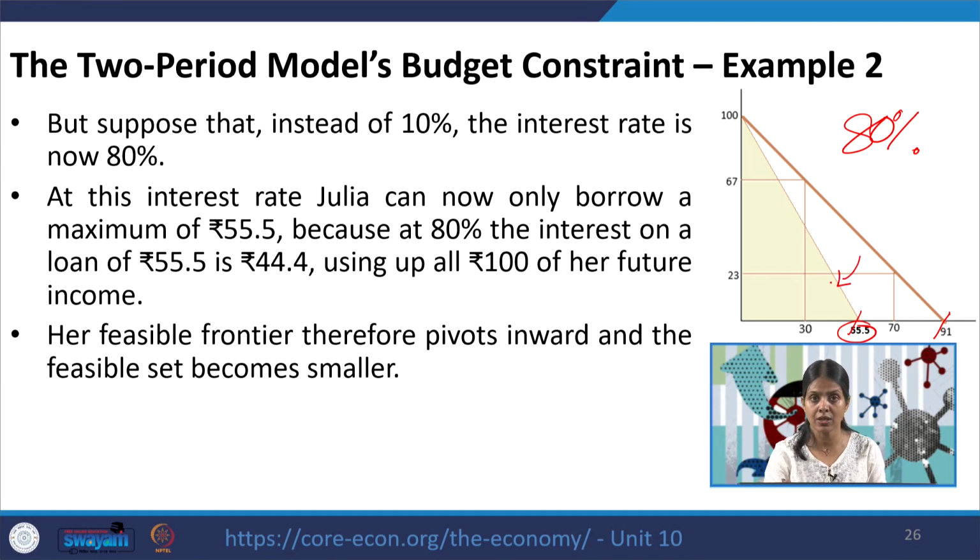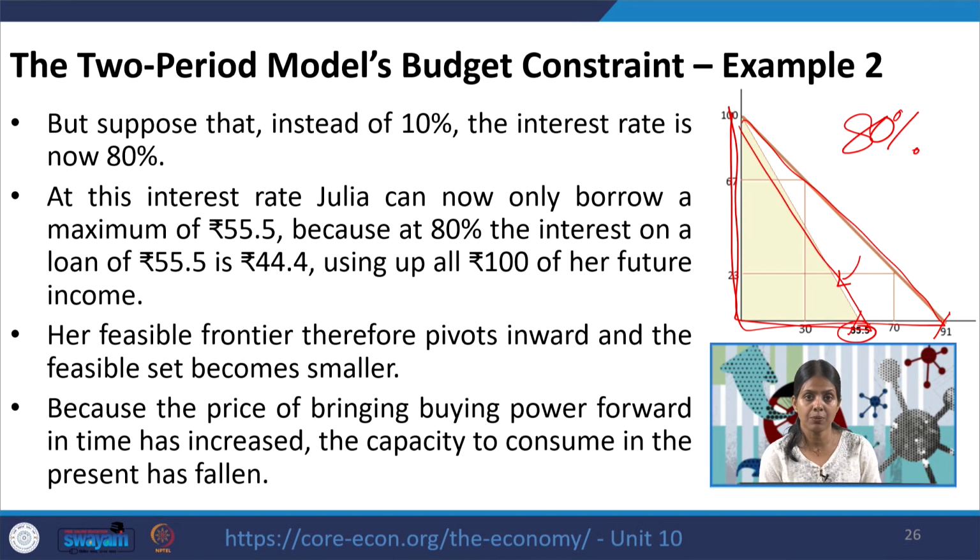So, this is pivoting inward, and this was the initial feasible set. Now, this is the feasible set. This is much smaller, because the price of bringing buying power forward in time has increased, so the capacity to consume in the present has fallen.